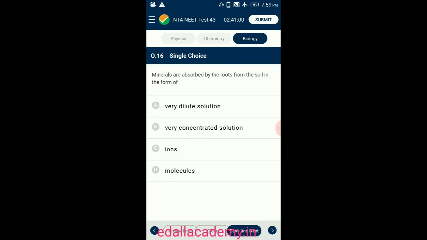Minerals are present in the soil as charged particles, nitrate, phosphate, and potassium ions, that cannot move across the cell membrane, and the concentration of minerals in the soil is usually lower than the concentration of minerals in the root. So the answer for this question is option C, ions.